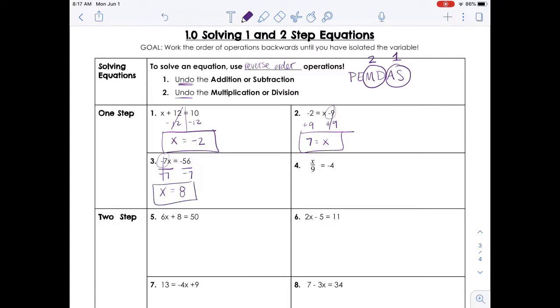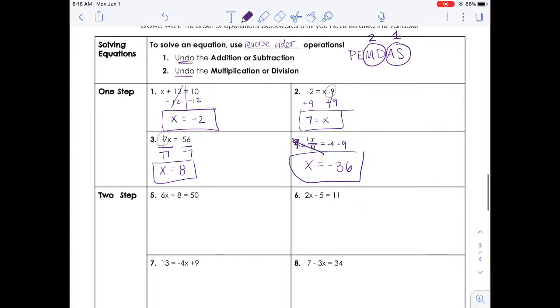Okay. Number 4, I don't see any addition or subtraction, right? That's just a negative sign on the number. It's not an operation. So I'm going to look for multiplication and division. I don't see any multiplication, but this bar right there means that we're dividing. We're dividing x by 9. So we need to undo what's being done to x. So we're going to multiply both sides by 9. If I multiply 1/9 by 9, it goes away. So it's just 1x equals negative 4 times 9, which is negative 36.